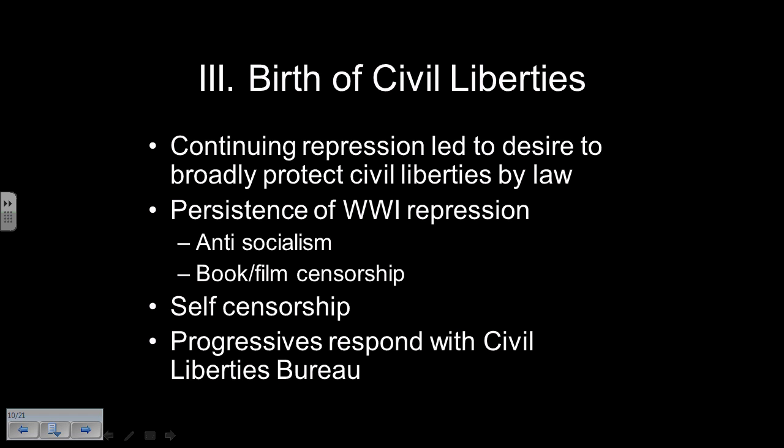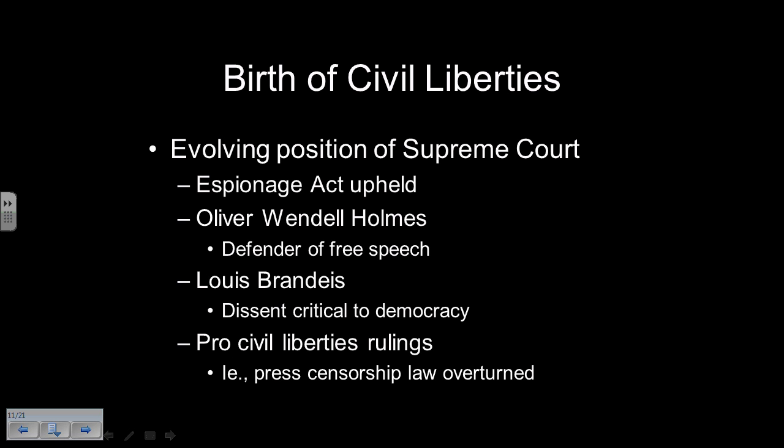For instance, in the beginning of the 1920s, the Supreme Court remained rather conservative. For instance, the Espionage Act that outlawed spying and also outlawed interfering with the draft, outlawed interfering with the government's prosecution of the war, that was upheld as constitutional, in spite of the fact that it was a fundamental violation of First Amendment principles. The Supreme Court was still very conservative.